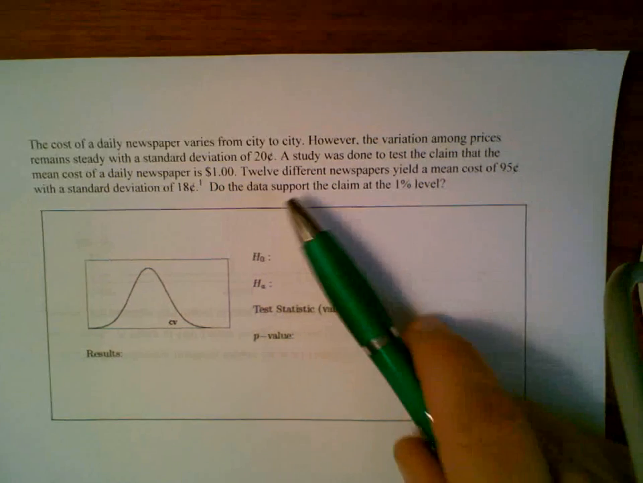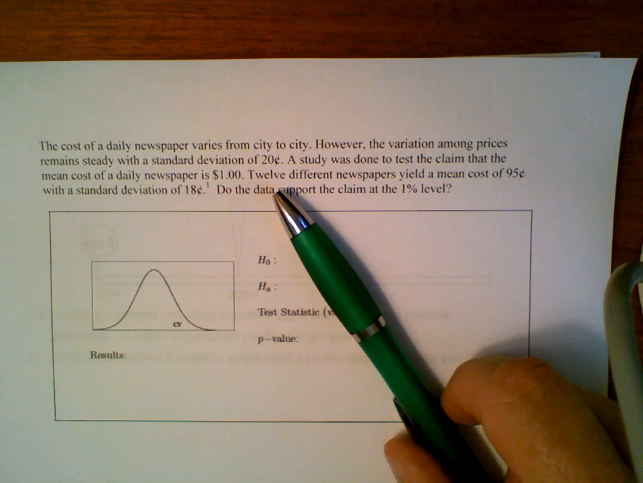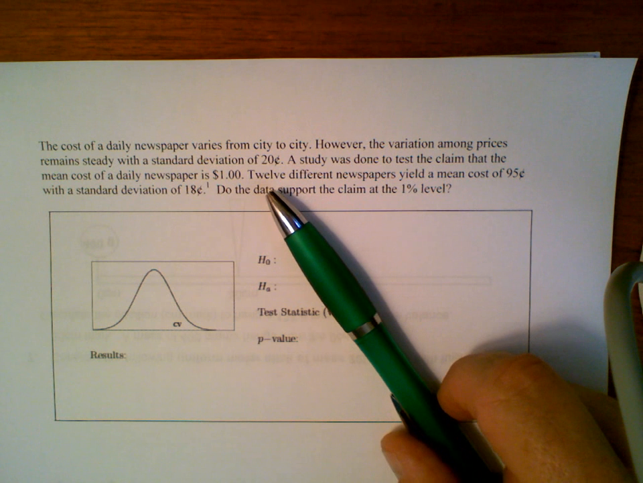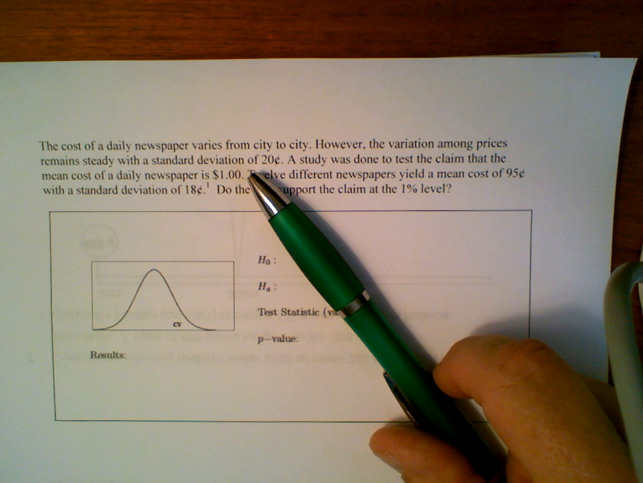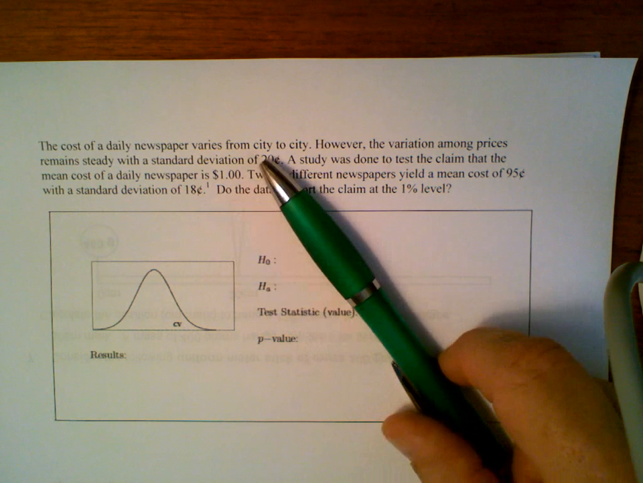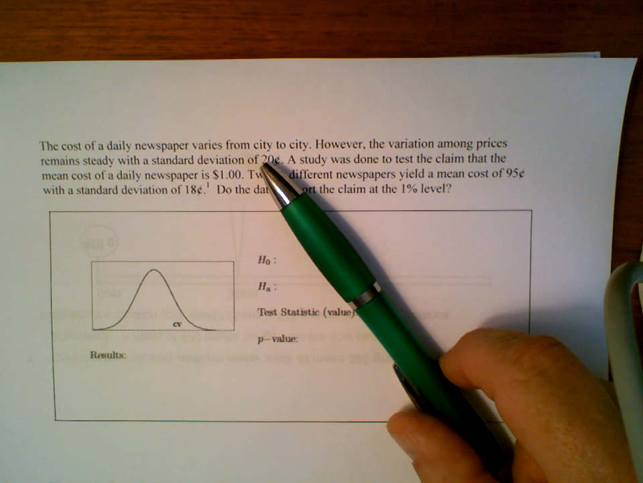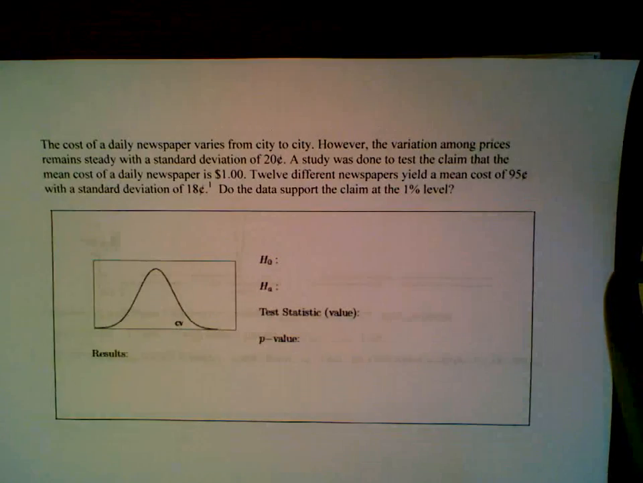Well, what's interesting about this problem is that we have a small sample, 12. Normally that means we do a t-test, but unusually we are given a population standard deviation. And what your book says is that if you have a population standard deviation, you ignore the sample standard deviation. You use the population standard deviation and you do a z-test. Okay? So here's how we begin.